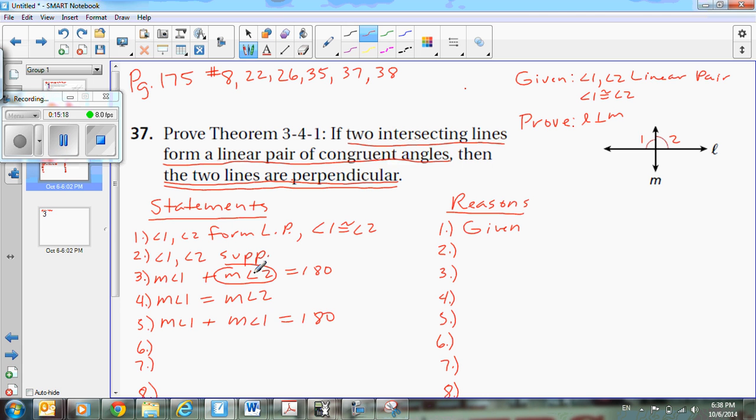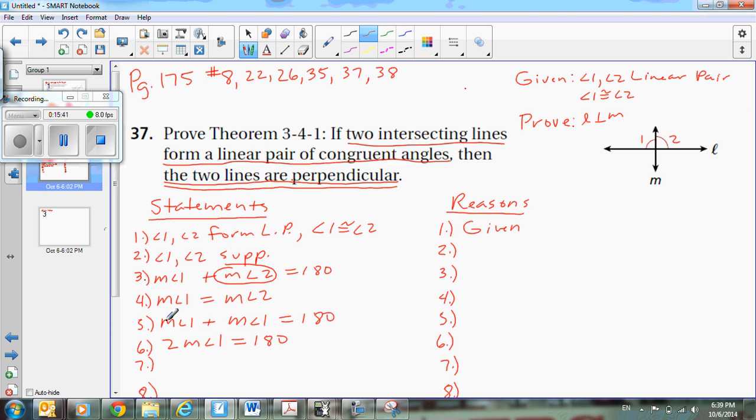Okay, then I'm going to give you one more step, and I think you'll be able to take it from here. I'm going to add these two together. The measure of angle 1 plus the measure of angle 1 would be equal to 2 times the measure of angle 1. So again, I just made a replacement or a substitution. I replaced the measure of angle 1 plus the measure of angle 1 with what it's equal to.